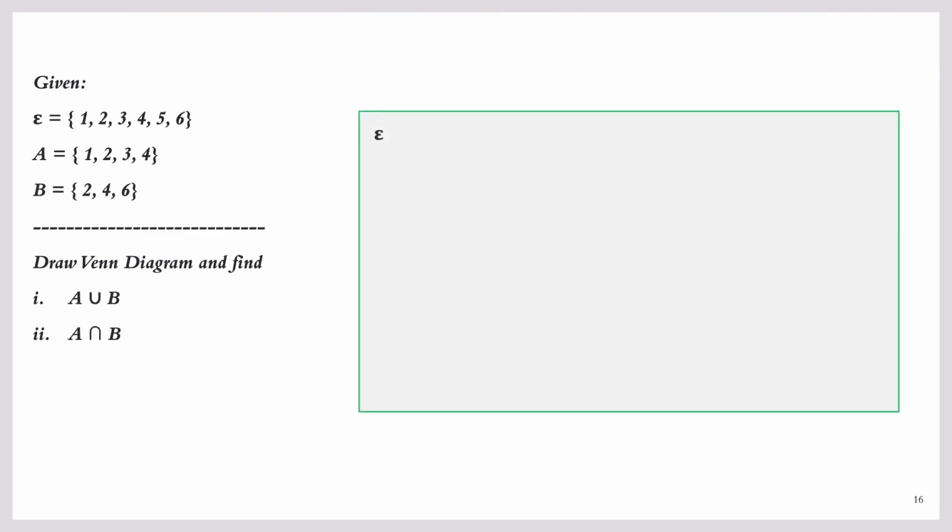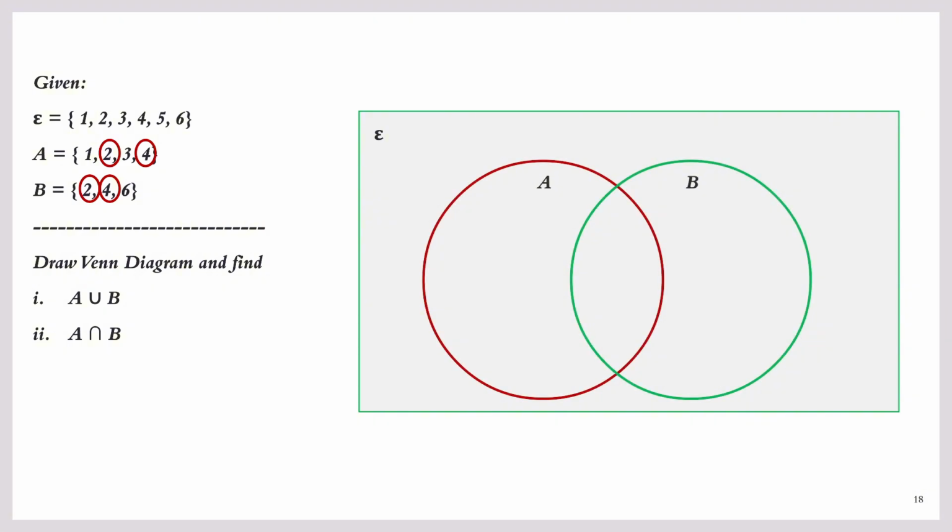First, we are going to make a rectangle, and this rectangle would signify our universal set, and hence we would put the epsilon in it. And now, since we have two sets, we first find the common elements inside these sets. In this case, they are 2 and 4. So now we can draw two circles that identify our sets A and B. And in the intersection area, the central area of both circles, we put both these numbers only once each. So we write 2, comma 4 in the center.